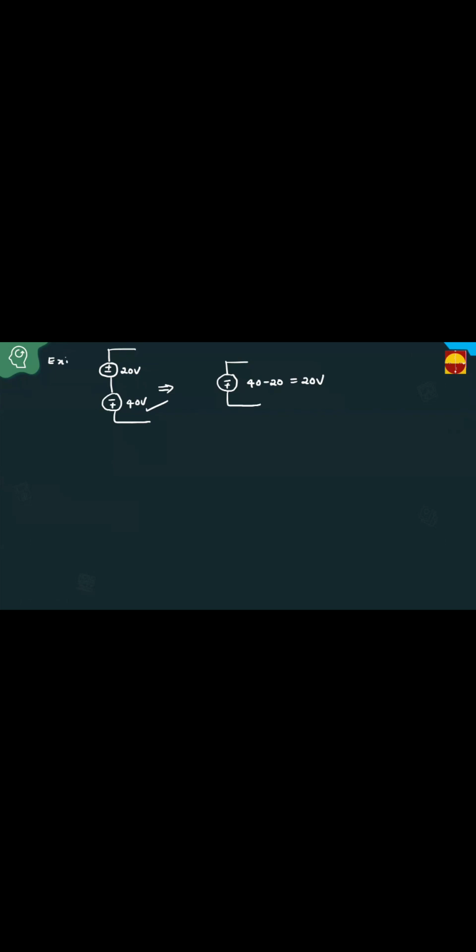Clear? All these are with respect to voltage sources. Now, if current sources are given, one more note I am giving. This is I1 and this is I2. Two different current sources connected in parallel, then the resultant is I1 plus I2. Different current sources you can connect in parallel, I equals I1 plus I2.